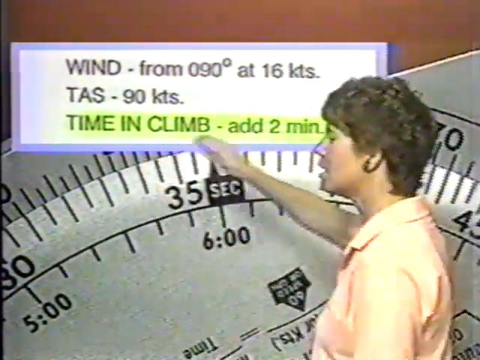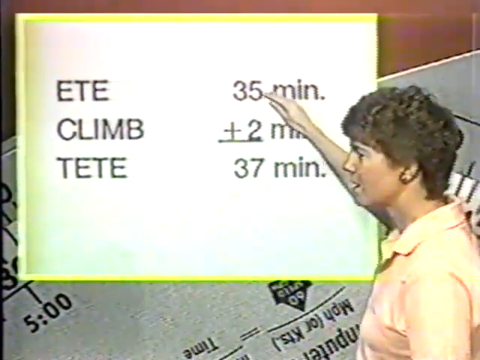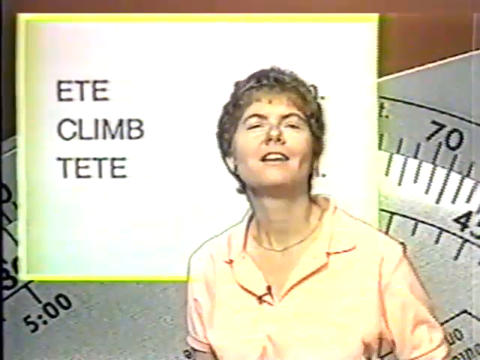the climb, and the FAA says that we need to add some time. We need to add time in climb of an additional 2 minutes. So we figured out on the flight computer that it was going to take us 35 minutes to actually travel the distance, but we have to add how much for the climb? 2 minutes for the climb, and that will give us a total estimated time en route of how many minutes? A total estimated time en route of 37 minutes. 35 minutes for the trip plus 2 minutes for the climb gives us a total estimated time en route of 37 minutes.